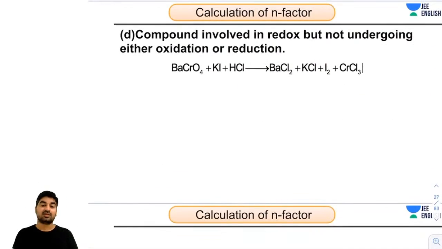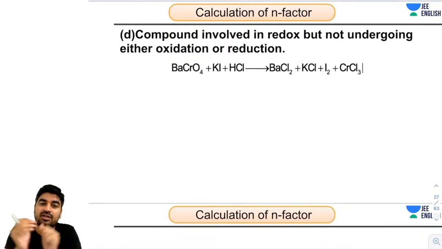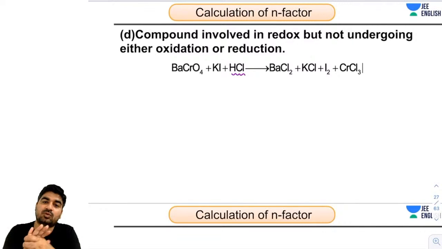So guys, again, many a times it will happen that some compounds are present in a redox. They are not undergoing oxidation or reduction, but still they are part of redox. Like in this reaction, we have HCl. HCl is not oxidized or reduced, but this HCl is providing necessary acidic or basic medium. Right? And if this HCl is providing necessary acidic or basic medium, guys, how will you calculate n factor for HCl, because it is not undergoing oxidation or reduction? So how will you do it?